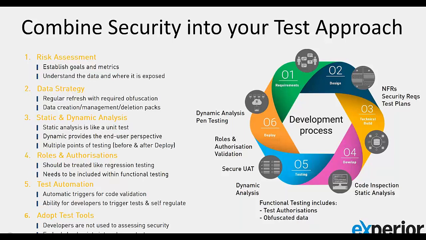As part of the functional testing, we need to be testing authorizations and looking across obfuscated data. And then as we get further through our development cycle, we're doing that dynamic analysis, application analysis, using some of the tools that are out there to make sure we've got a secure environment. And then we can continue to do that dynamic analysis when we're live as well. So we're constantly looking for threats.